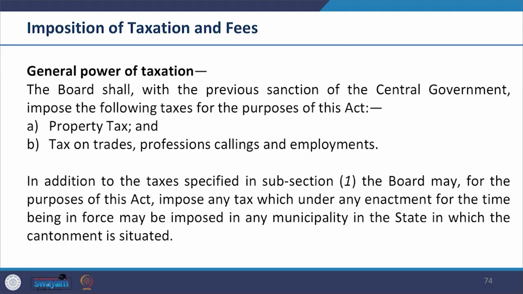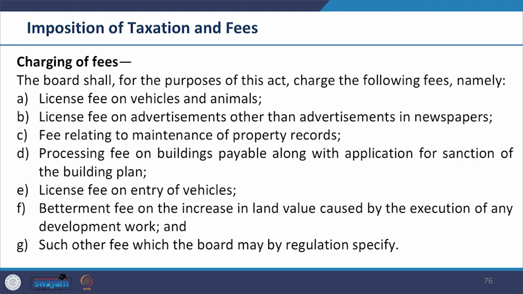They may also impose taxes and fees. They have general power of taxation to collect, like property tax, tax on trades, professions, callings and employments. In addition to these taxes, the board may also impose taxes as per the municipality in that particular state. The board can also charge fees such as license fees, fees related to maintenance, processing charges, like they are also approving buildings, and then they can also charge fees for betterment.